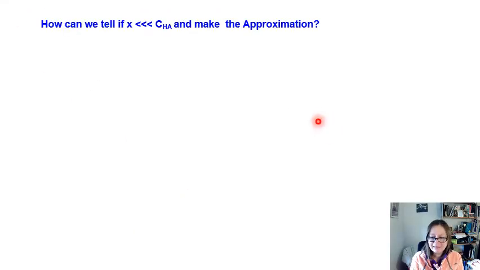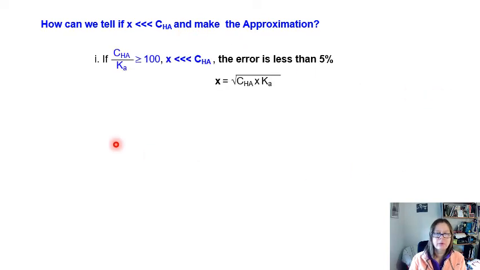But how can we tell if we can make this approximation? How can we tell if X is less than the nominal concentration? For this, we are going to look at the ratio of the nominal concentration over the Ka. If this ratio is greater or equal to 100, then X is very small in front of the nominal concentration. Our error will be less than 5%, and we'll be able to solve for X as being the square root of the nominal concentration times the Ka.